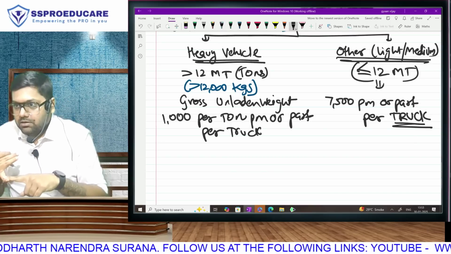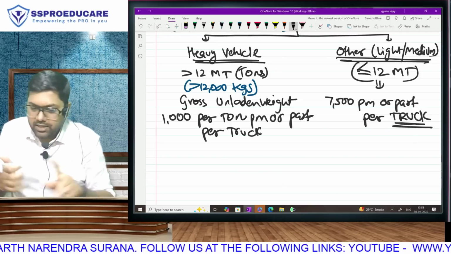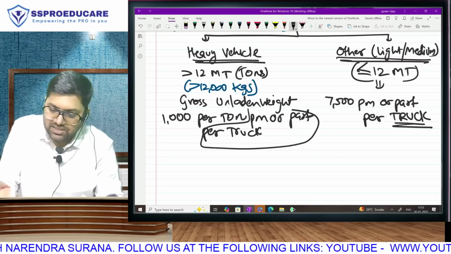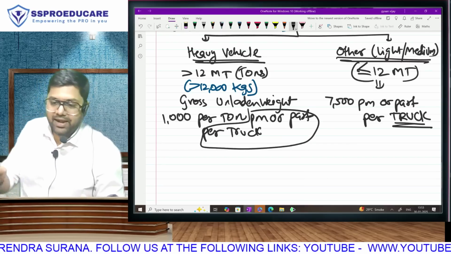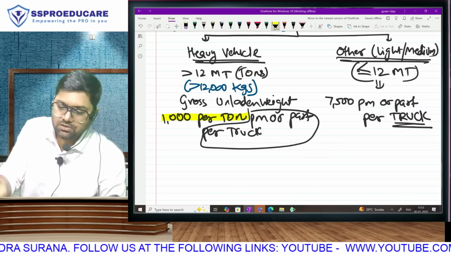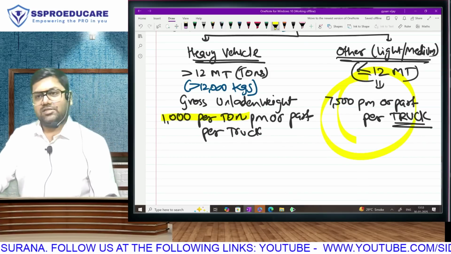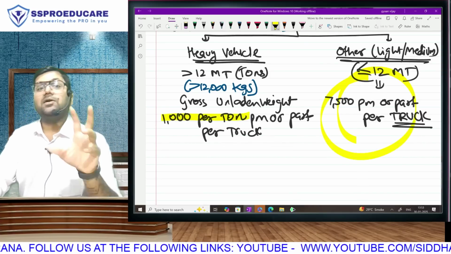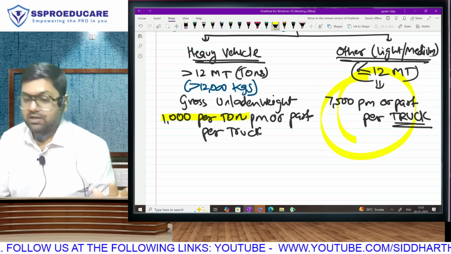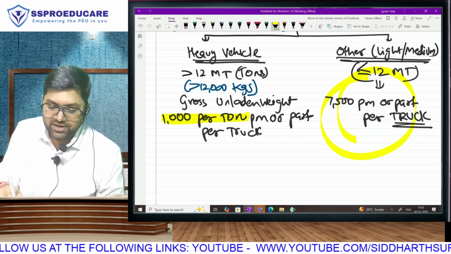Per ton, per month. This part is the same as light. The addition is only this much, no? So here the monthly calculation is fixed. Whatever be the weight, per month we will count it as 7,500. But here the monthly calculation is variable.